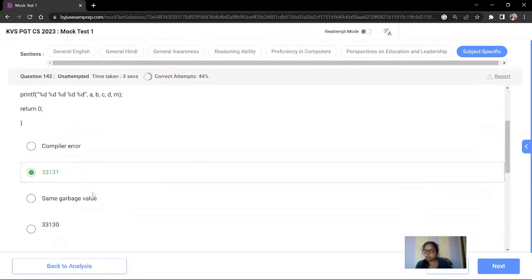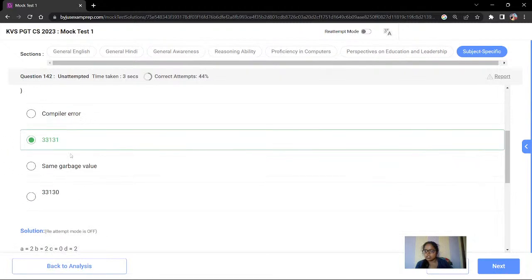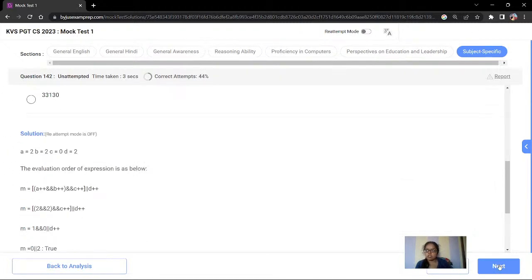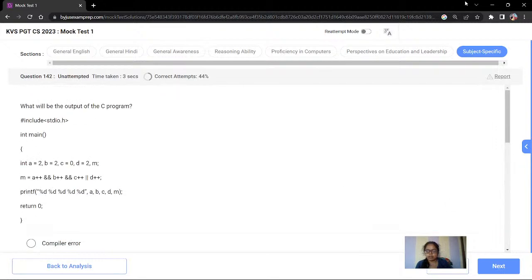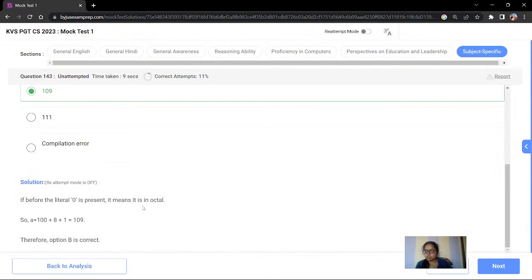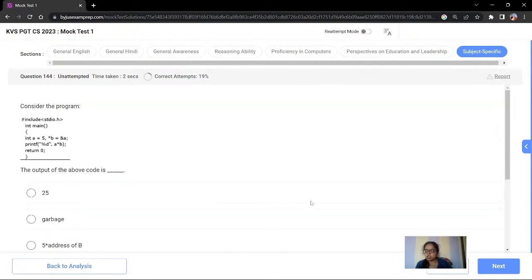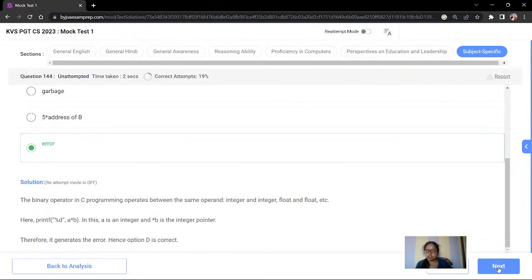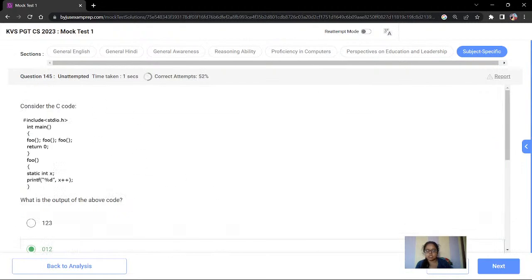Next is this, so here you get the answer. See, in KVS C is not there, only Python is there, the C programming language is not there, so you can skip this. So these all are related to C coding.